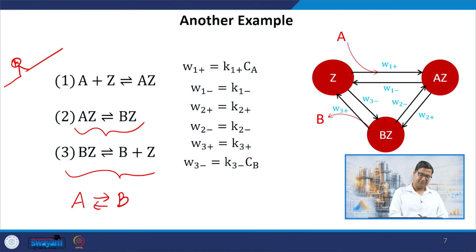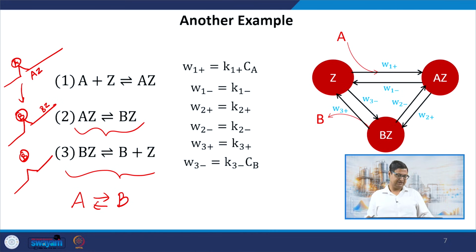In the second step, this transforms into BZ. This was my AZ. Now we have BZ. And in the third step, this BZ releases B and Z remains there. Again, we can assign the weights for all the edges here, and we can make a graph.